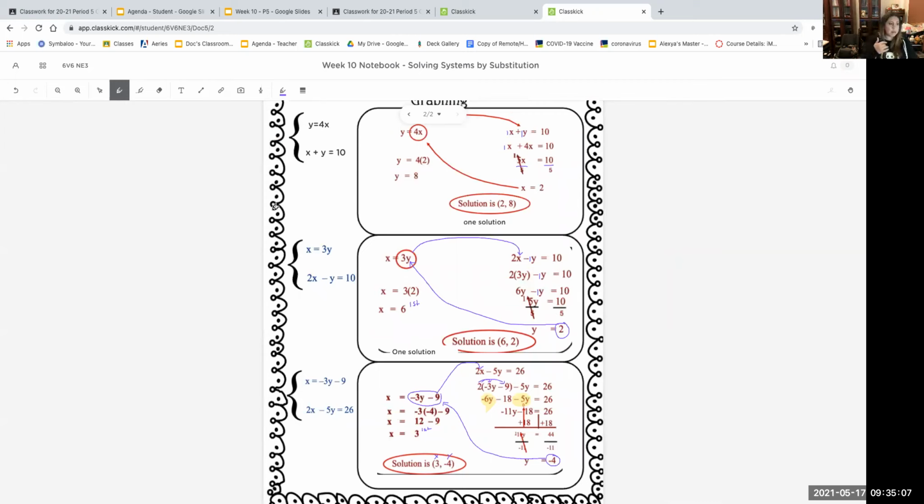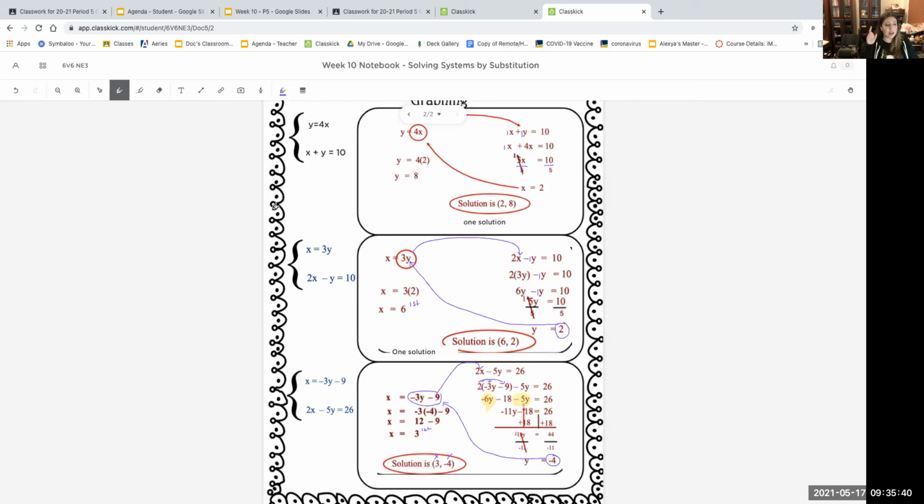Now, thinking about what we just did, give me a thumbs up if you like this way of solving systems. Give me a clap if you like graphing instead, what we did last week. There is no right or wrong answer. I just want to know which one you guys like. Okay, a little bit of both.